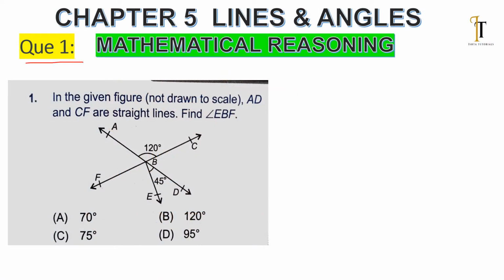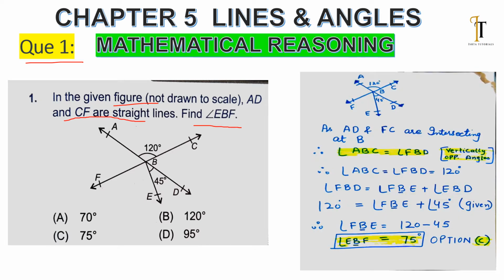Question number 1. In the given figure, AD and CF are straight lines. Then find angle EBF. So students, let's check in the solution. Here AD and FC are intersecting at B, that you can check in the figure. Then angle ABC is equal to angle FBD, that is vertically opposite angles. Please write the reason wherever required.